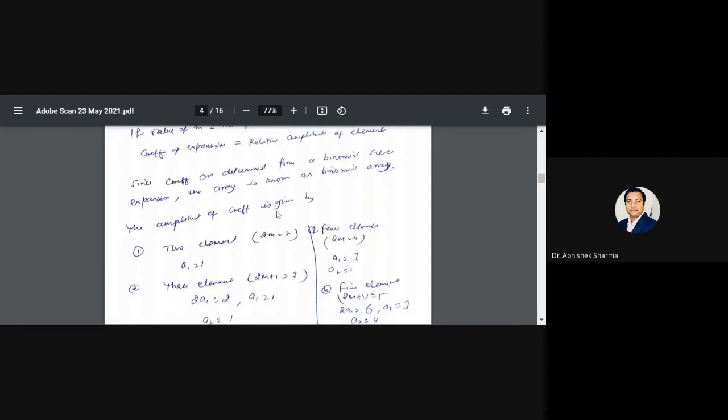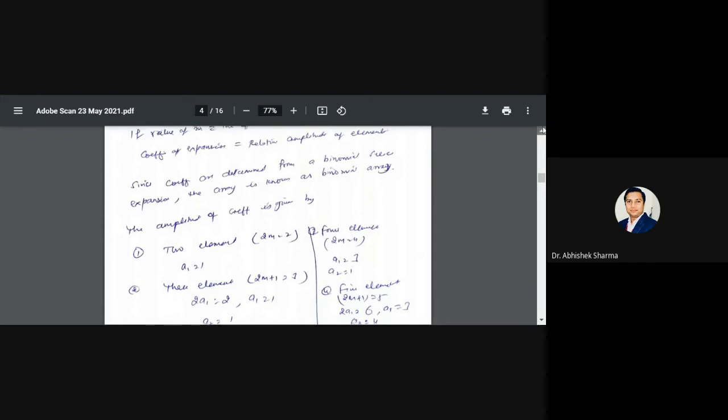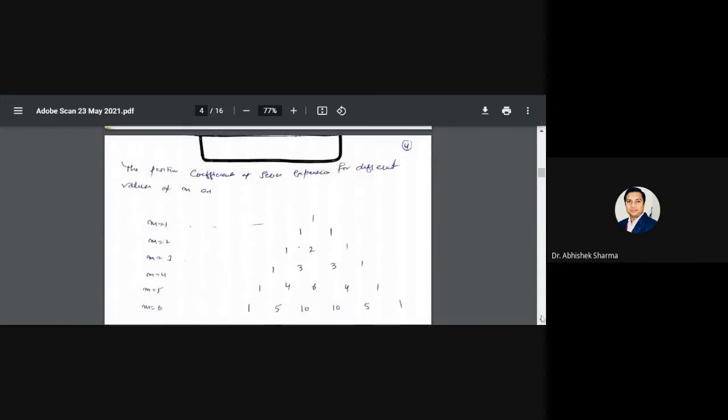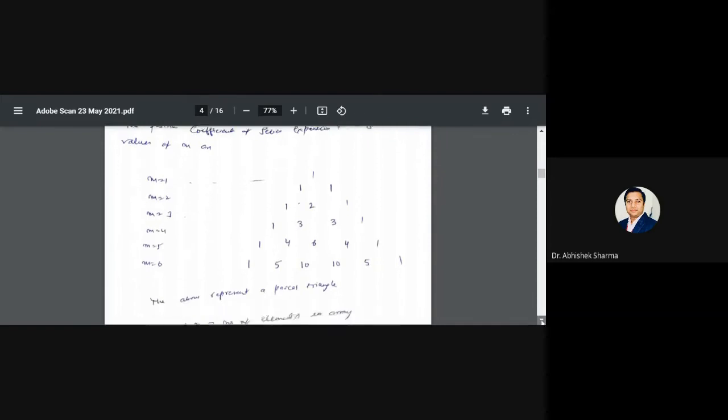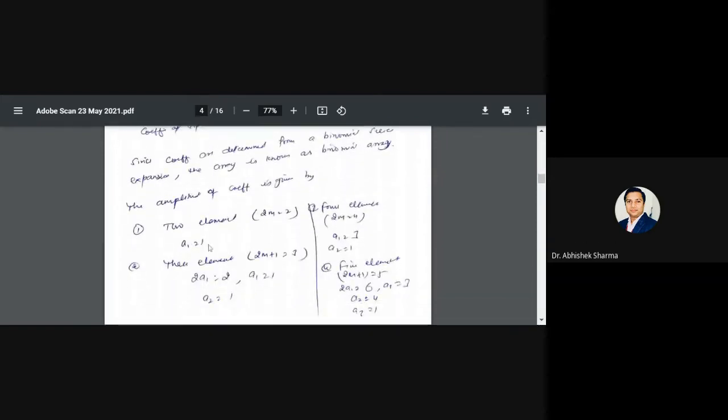The amplitude of coefficients is given by, if it is a 2-element array, then 2m is equal to 2. This is a 2-element antenna array. Then a1 will be equal to 1, because here a1 will be equal to 1.